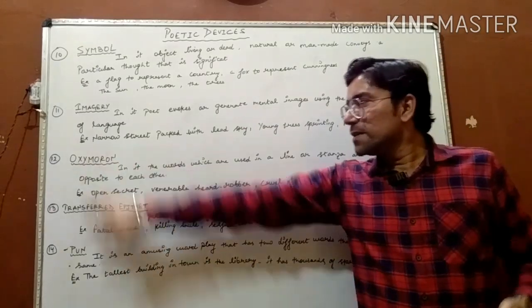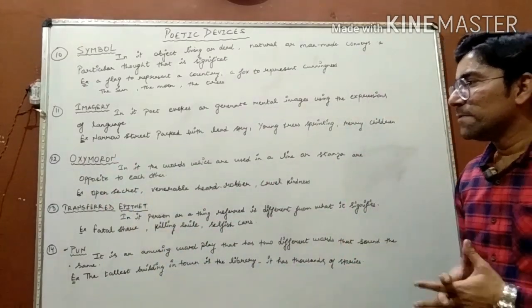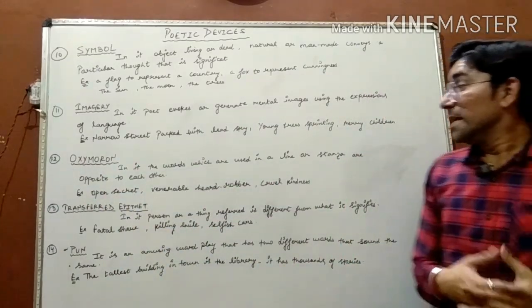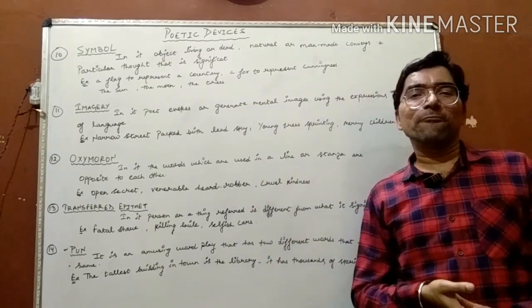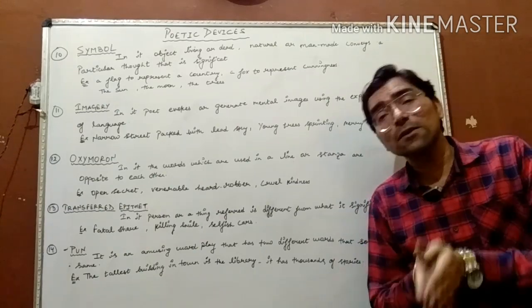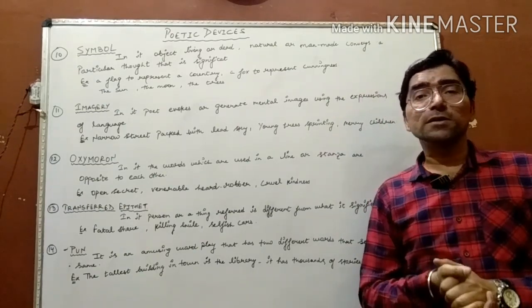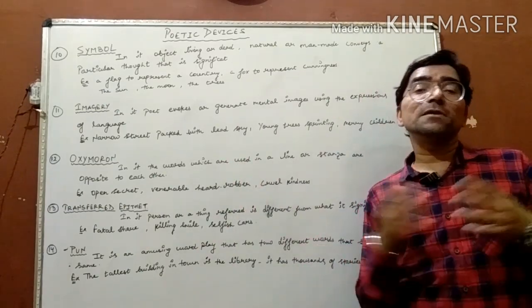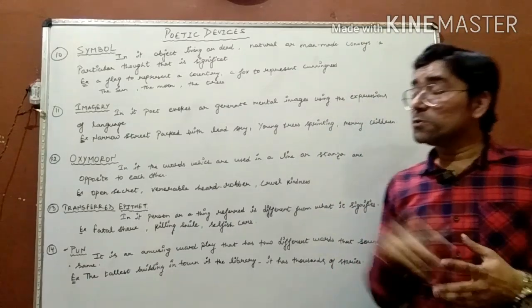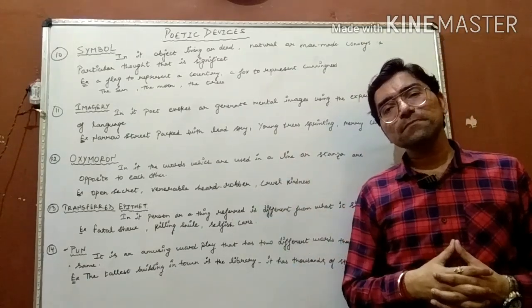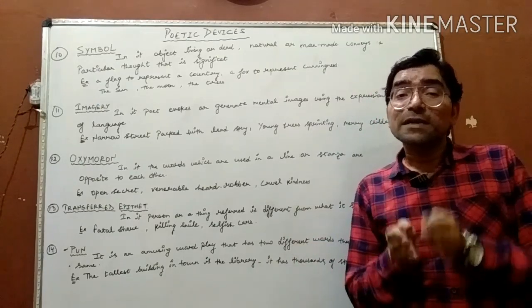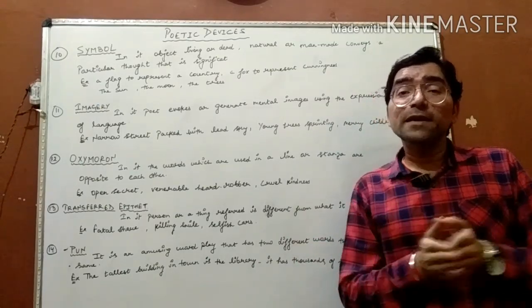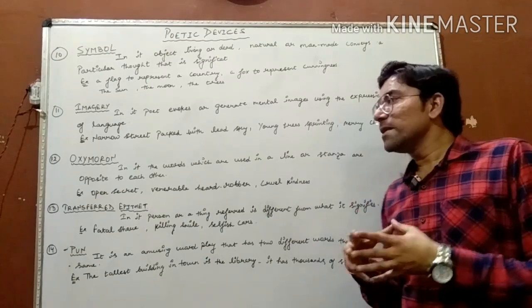So, the next poetic device is oxymoron. In it, the words which are used in a line or stanza are opposite to each other. This poetic device is somewhat similar to that of antithesis, because in antithesis we also use words having different meaning.